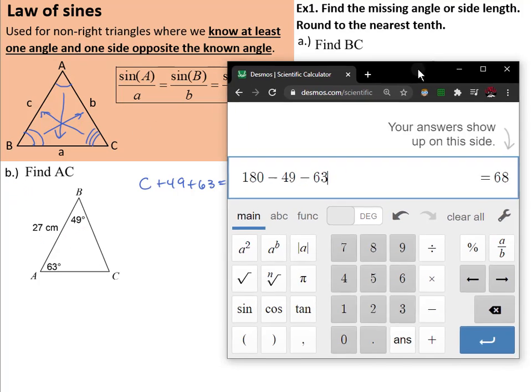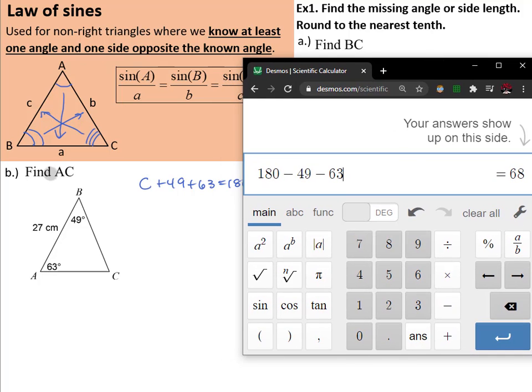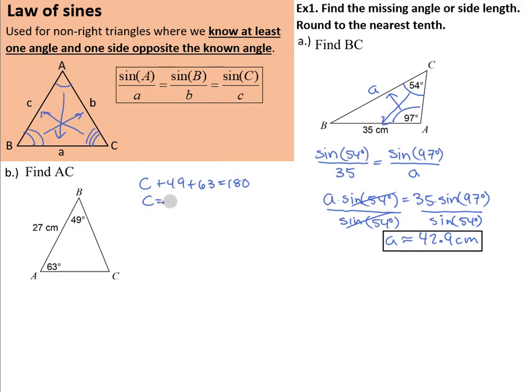Sorry, it's a little off the screen there for you. 68 degrees. All right, so we now know the angle at C equals 68 degrees. And we can fill that in. All right, well now we actually do know an angle and the side opposite it. So we should have enough for law of sines again. Okay, so let's set up that ratio.